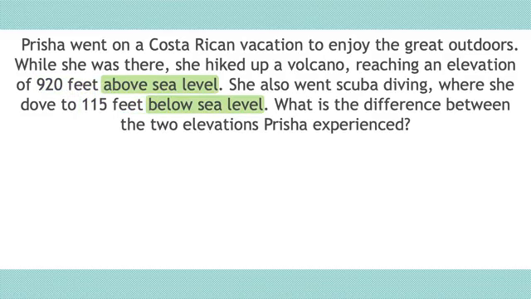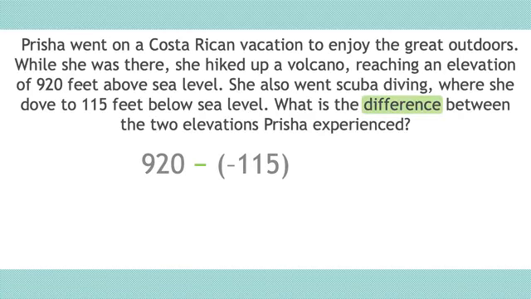Did you notice the two key phrases that go with these numbers? If we define sea level as 0 feet, above sea level tells us the 920 is positive, and below sea level tells us the 115 is negative. So to solve this problem, we'll use the numbers 920 and negative 115. Of course, we also have to decide which operation to use by finding clue words. I see the word difference, which tells us to subtract, since a difference is the answer to a subtraction problem.